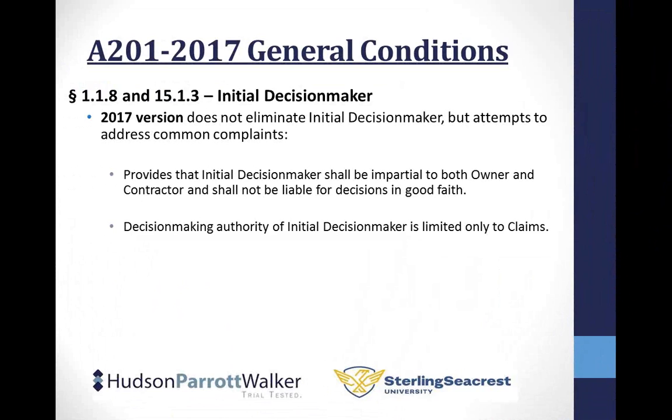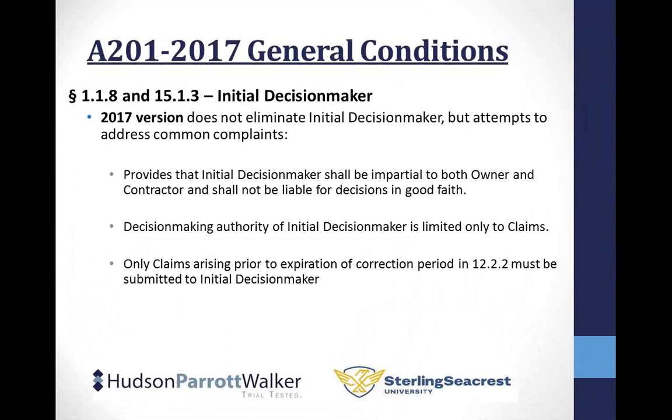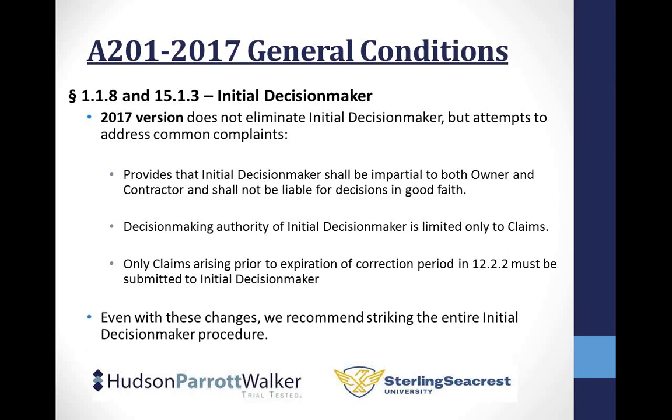The other is the decision-making authority of the initial decision maker. They've limited it only to claims under the contract as that is defined. They also cleared up a circuit split on the issue of when you actually have to submit it to the initial decision maker. What they put in there now is if the claim arises prior to the expiration of the correction period, 1 year after substantial completion, the initial decision maker has to receive the claim and issue an initial decision. If it arises after the expiration of the correction period, the initial decision maker process goes away. That's a good change in the sense that it has eliminated the initial decision maker process for certain claims, but ultimately we recommend striking the entire process because it really is not helpful and ends up being a barrier to entry to resolving your disputes.